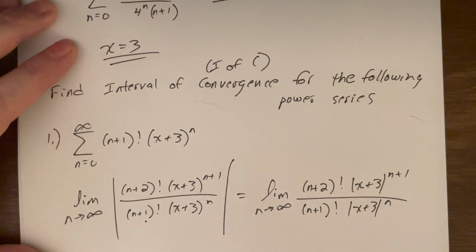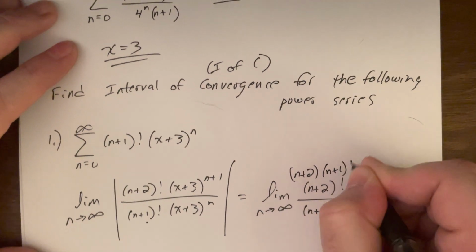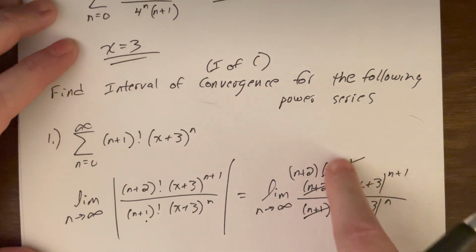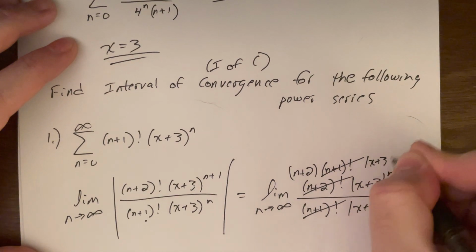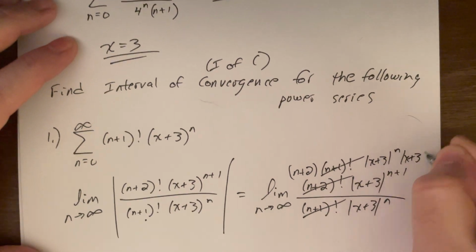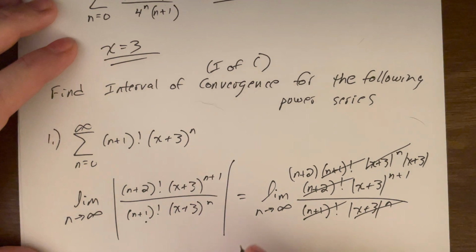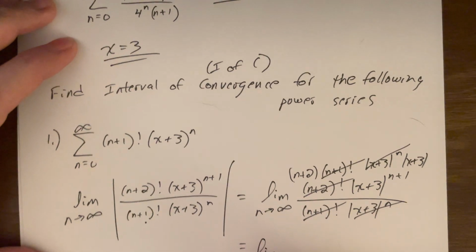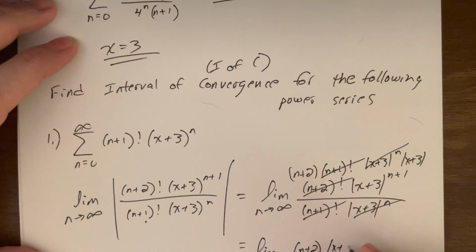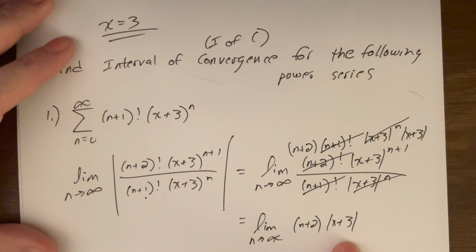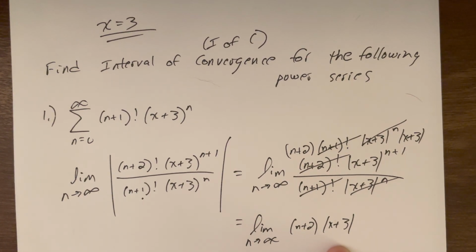Now, still thinking about things cleaning up. This becomes n plus 2 times n plus 1 factorial. So those can cancel top and bottom. This is absolute value x plus 3 to the n times absolute value x plus 3. The absolute value x plus 3 to the n's cancel. So before I take the limit, we still have everything cleaned up, simplified as best we can.